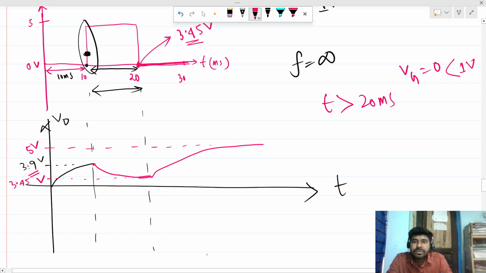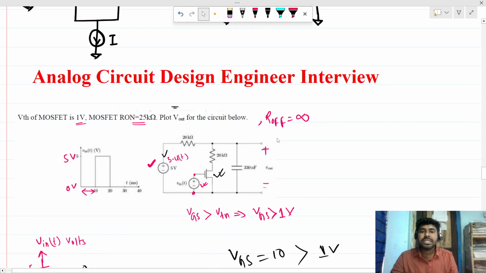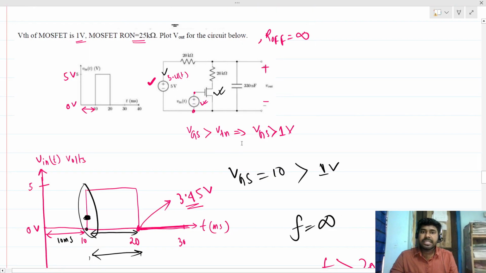So what is the 5 RC here? 5 RC is nothing but 33 millisecond, right? So it will reach almost steady state after 33 millisecond. This is 20 millisecond, so 20 plus 33 is nothing but 53 millisecond. So almost it will reach steady state after 53 millisecond. This is the final waveform and this is the explanation. This is a very good question for analog designers, for MOSFET based and RC based circuits.